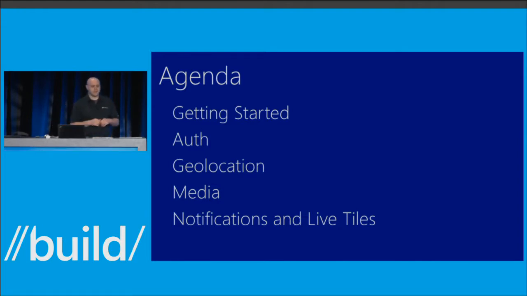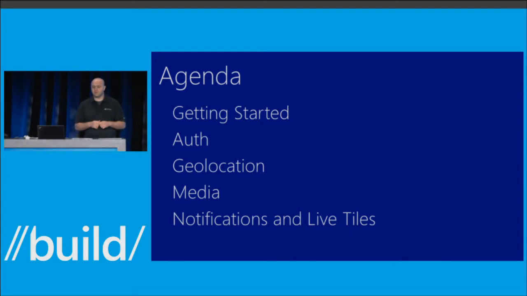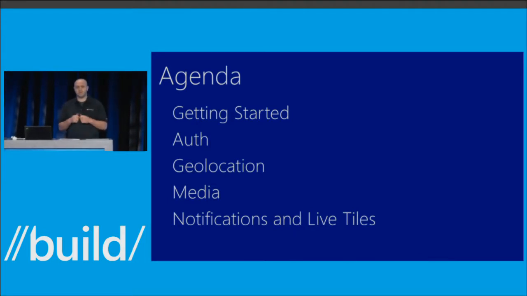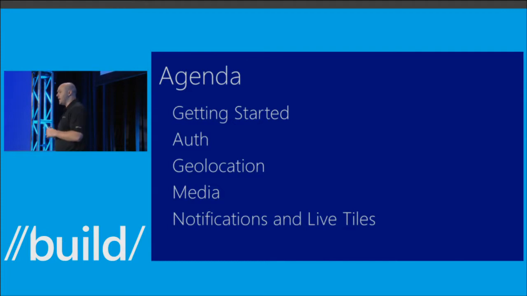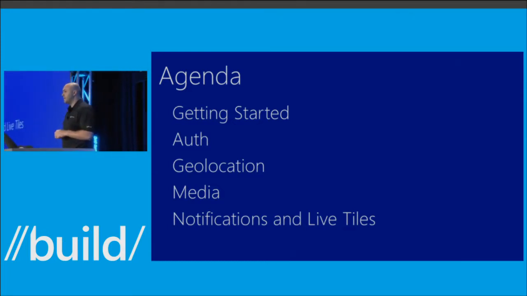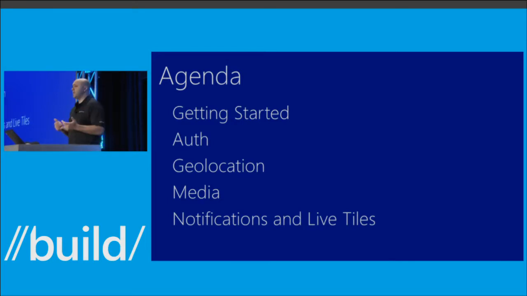So after getting started, we'll jump in and look at the auth options mobile services provides and do a quick demo of that, and then we'll look at how you can cache credentials. We'll look at geolocation, so how you can find out where you are or where your user is, how to save that place up within a mobile service, and how to perform radial searches against that content. We'll look at media in the sense of how do we capture media on the device, and how do we go off and store that up in blob storage within Windows Azure, then how can we display that back. And finally, we'll close with notifications and live tiles.